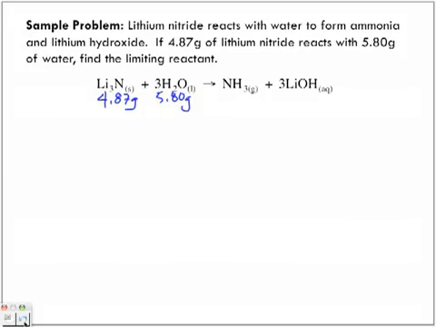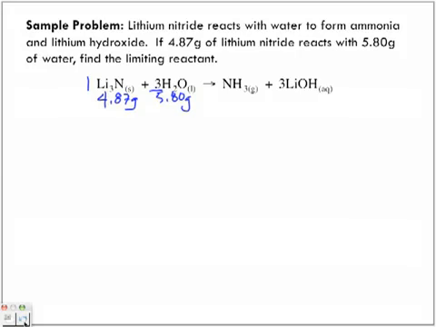That's really what you're trying to find out: which one is going to be still left over when this reaction takes place. And we can't just look at it as, well, we've got more mass of this than the other. We're also looking at, for every 1 mole of lithium nitride, we need 3 moles of water. So, first steps first.